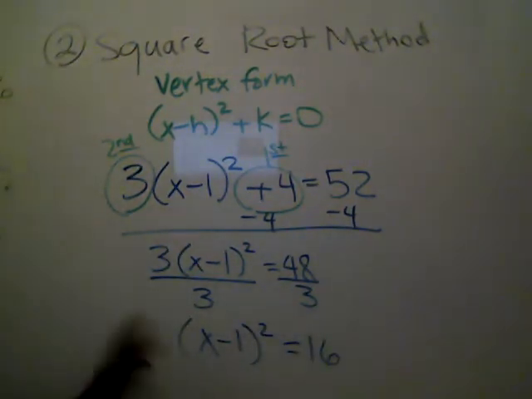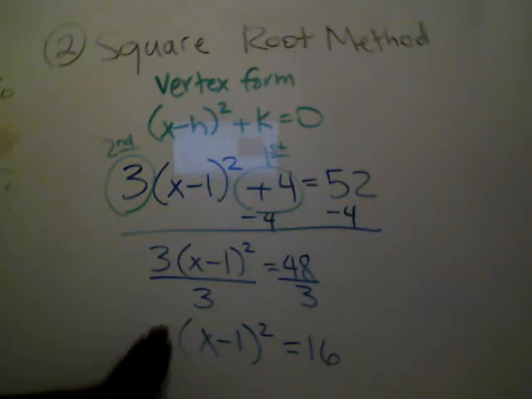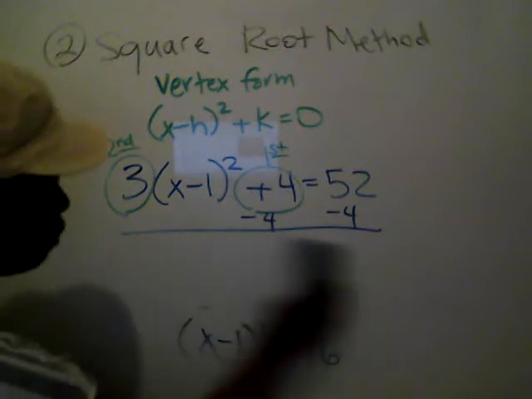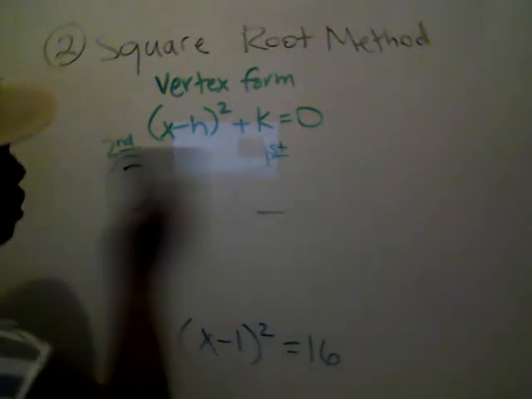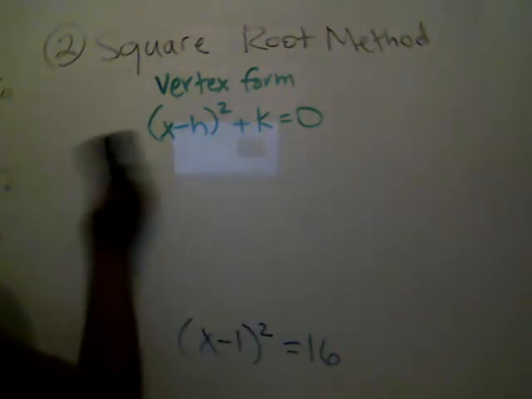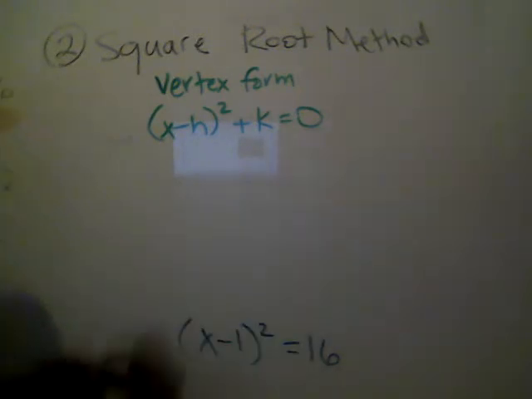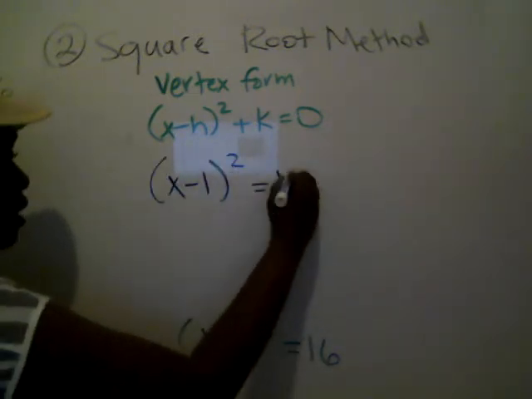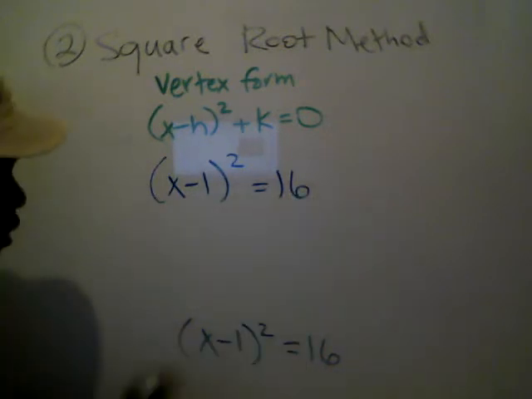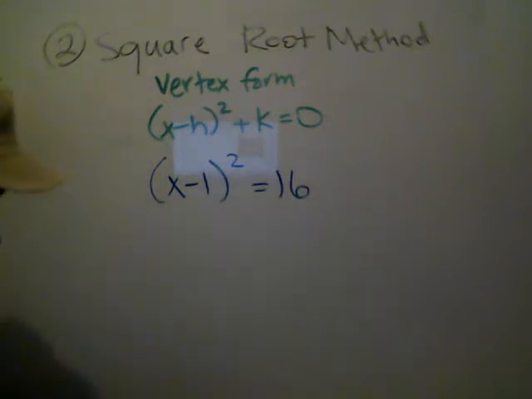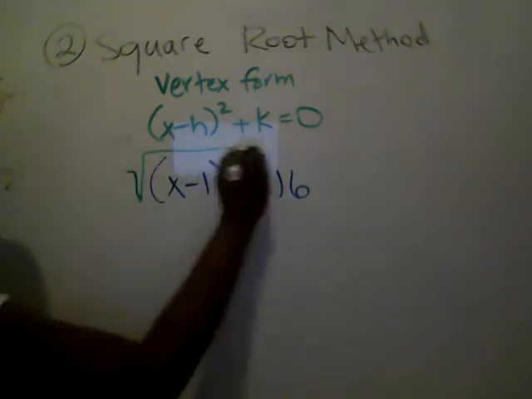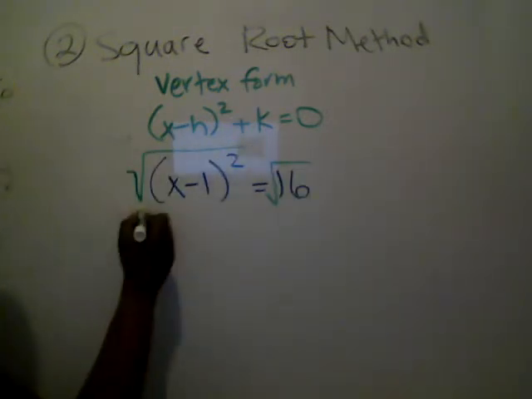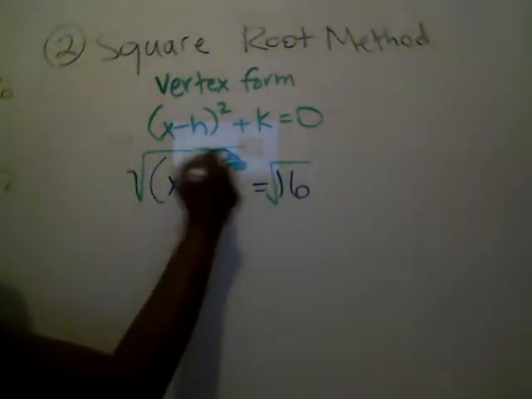And now we're kind of where we started off with that first example. We have nothing in the front, nothing back here. We can go straight into doing square roots. So I'm going to erase this up here and rewrite it so we have a little more space. So now we're at (x minus 1) squared equals 16. Okay, now we can go straight into square rooting both sides. So we do square root, square root. We know that the square root and the squared is going to cancel.